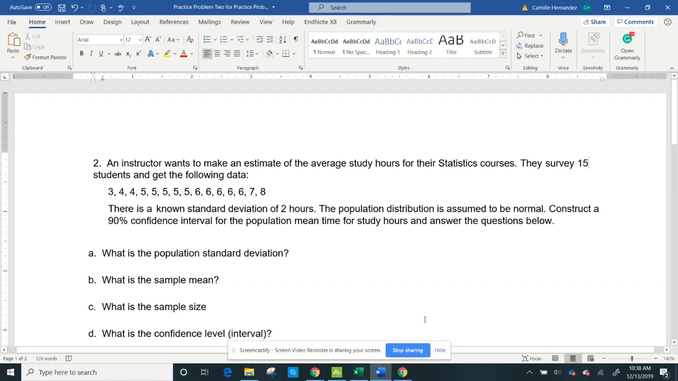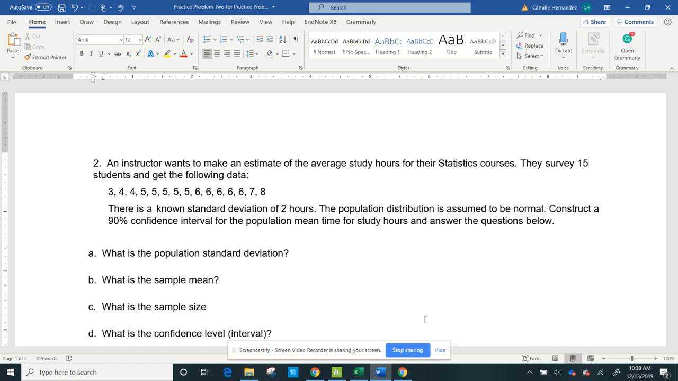So now I'm going to do another practice problem for the Z interval that we've been looking at. An instructor wants to make an estimate on the average study hours of their statistics course. They survey 15 students and get the following data. So you can see here I have the 15 data points and they range from 3 to 8.